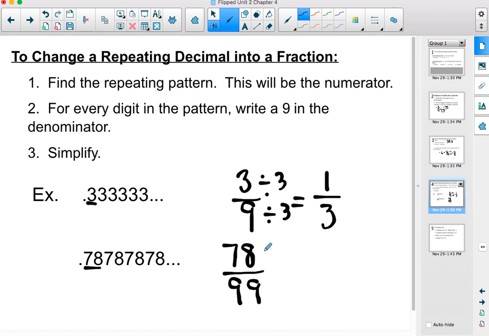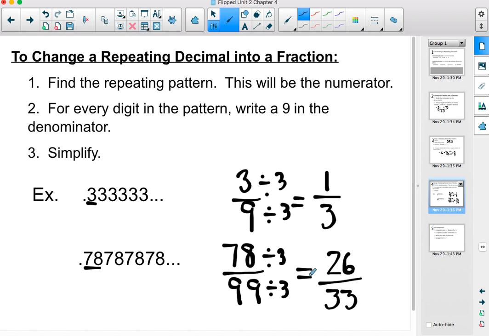Then we simplify. Using rules of divisibility, I can tell that both of those numbers are divisible by 3 as well. So I'm going to divide a 3 out of my numerator and divide a 3 out of my denominator, and I get 26/33. You can check my math on that if you'd like, but what's really important is that you understand the method here, and the method is to pick out that repeating pattern, write that as your numerator, and then we're going to put a 9 in the denominator for every digit in the pattern.